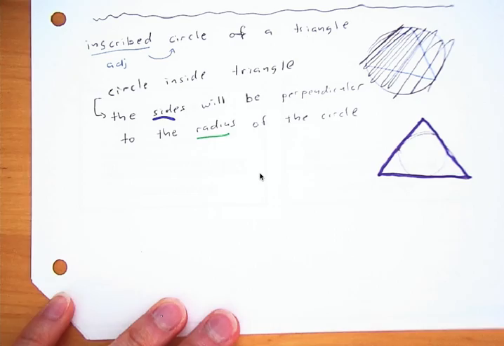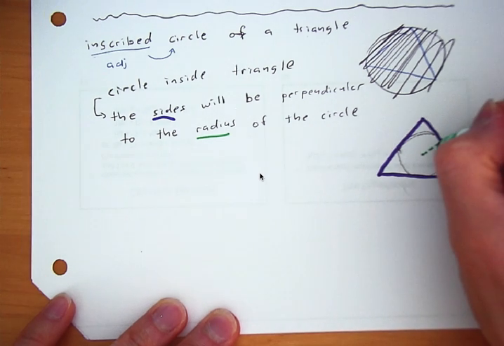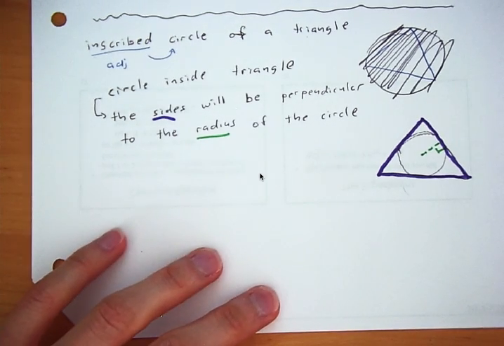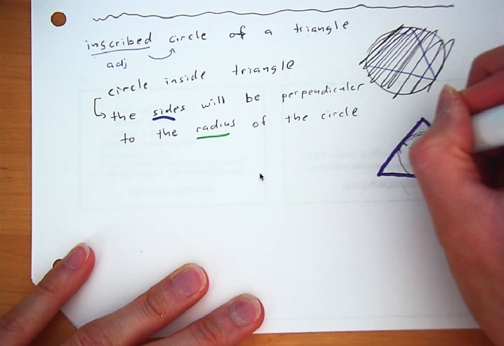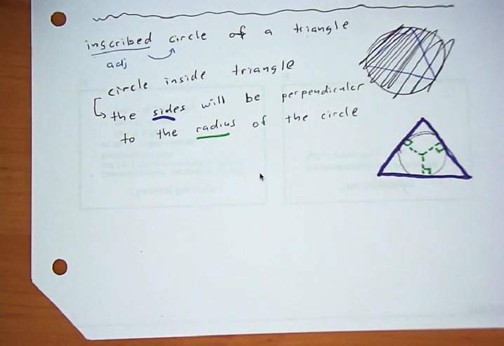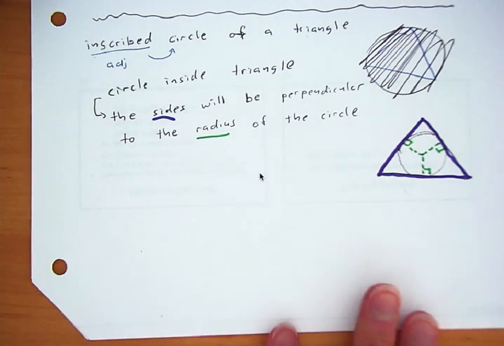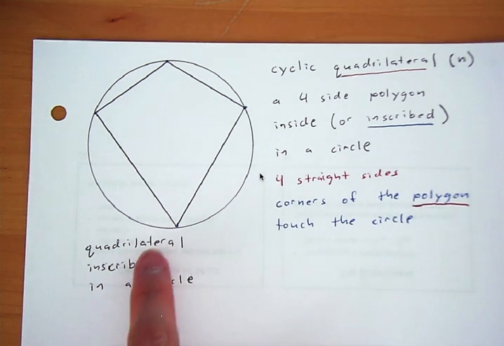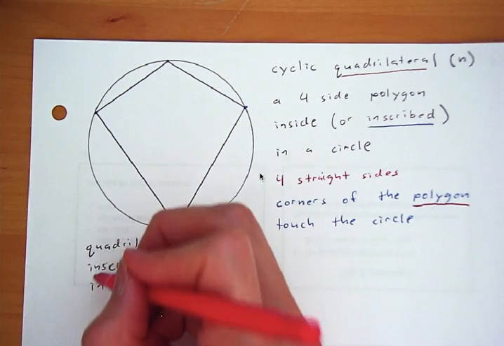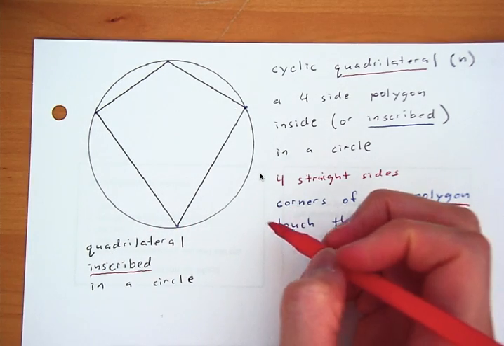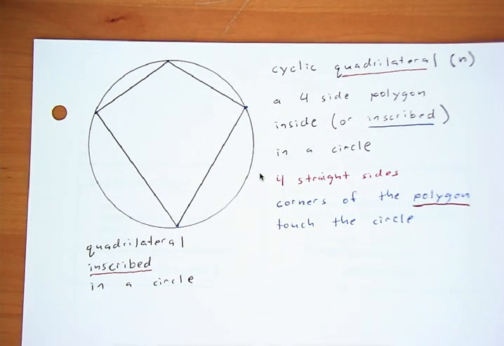And if we were to draw some of the radiuses, you should be able to draw a radius that forms 90 degrees to the side of the polygon. I can draw one here, and that also forms 90 degrees. I can draw one here, that also forms 90 degrees. Okay, so this is an inscribed circle of a triangle. This is a quadrilateral inscribed in a circle. Here, this word inscribed is acting as a verb, saying this noun is inside of this direct object circle. All right.